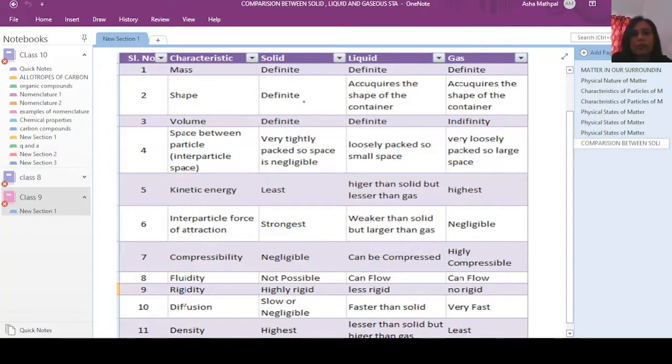Now shape, they have got a definite shape. They acquire, the spelling of acquire is wrong in both the cases, the shape of the container. Here also the gas takes up the shape of the container. Volume is definite, here also it is definite, but in case of the gas the volume is not definite.